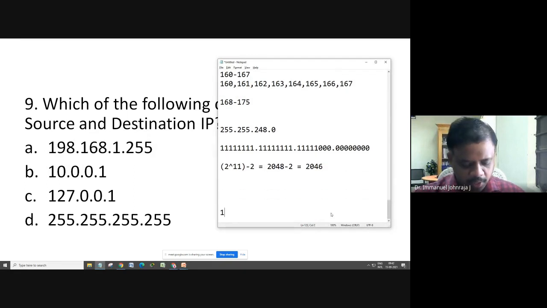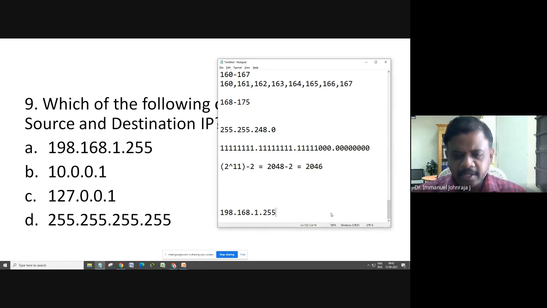Then only we can find the answer for this question. First one is 198.168.1.255. Now, what is this IP? Is it a valid IP? It is a valid IP. How do you say that it's a valid IP? Because every octet value ranges from 0 to 255, including 0 and 255, of course. All right, it seems to be valid. Then what's the problem with this IP?